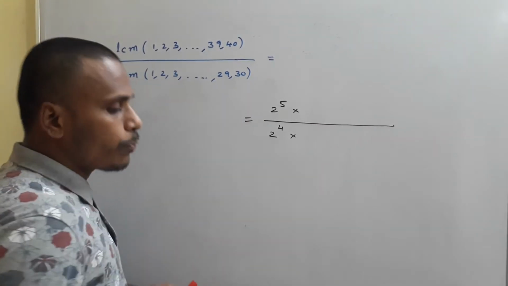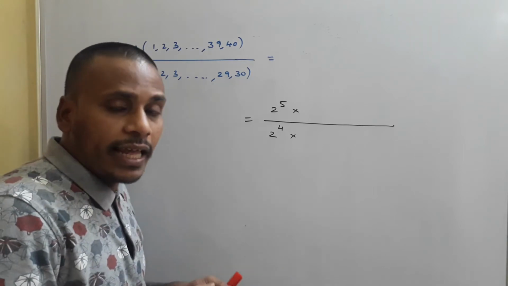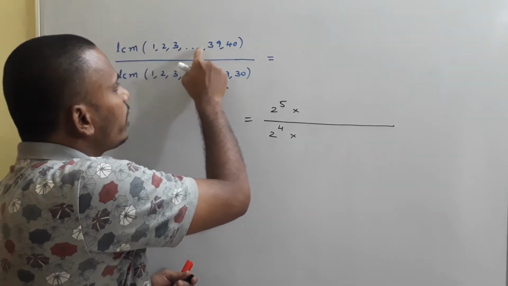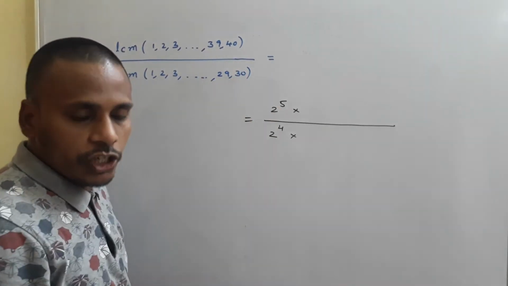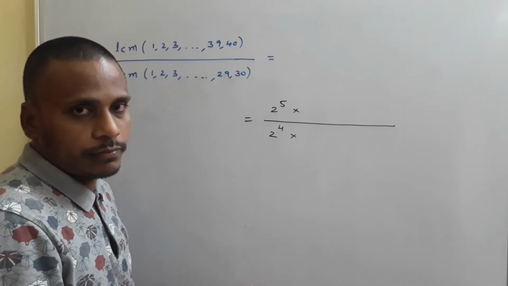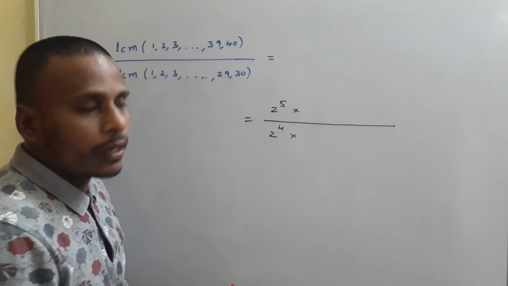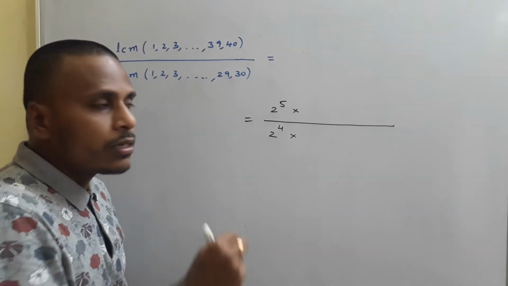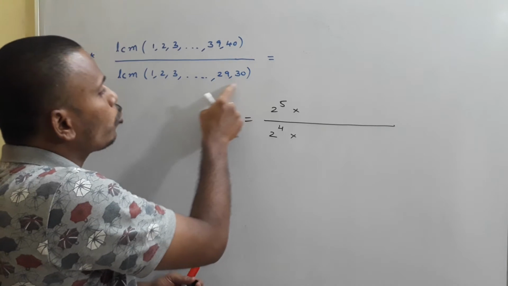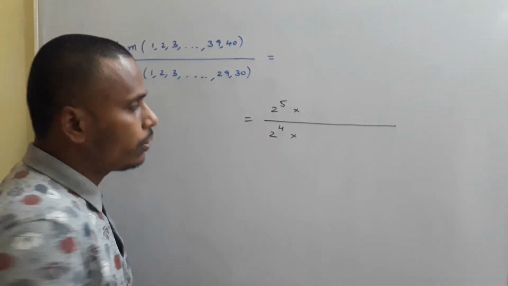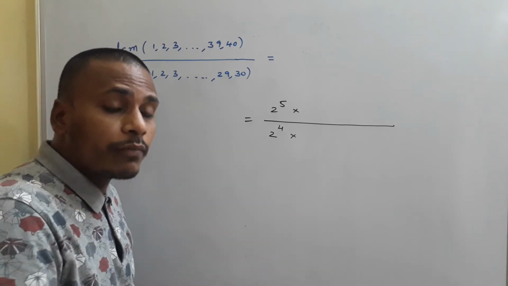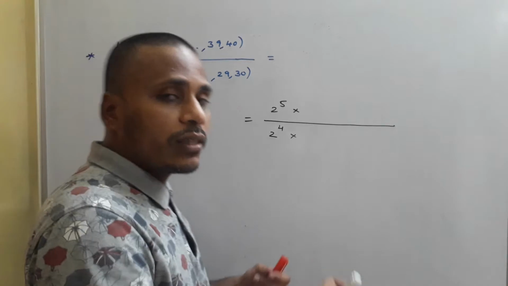Before attempting this problem, you need to know the way of writing LCM when the numbers are expressed in prime factorization. If you express each and every number in its prime factorization, then you observe the powers of 2, powers of 3, powers of 5, like that. What I am going to conclude is, in the first 40 natural numbers there is an involvement of 2 power 5, but there is an involvement of only 2 power 4 in the first 30. So you need to take 2 power 5 and 2 power 4. After 2, think about 3 as well, and think about 5.